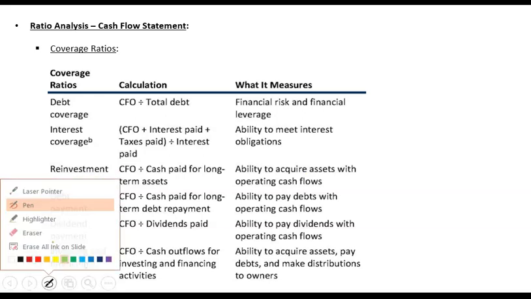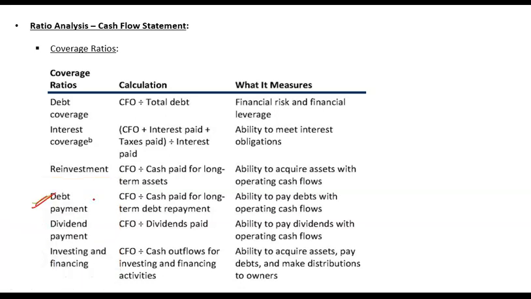Debt payment, that is cash flow from operations divided by cash paid for long-term debt repayment. It will tell you the ability to repay long-term debt or the ability to make the payment in the current year or next year or the year after that. So it wouldn't tell you the overall ability to pay off all the debt, but it will tell you the ability to meet the current obligation, that is, falling due within the year or falling due next year. To analyze the overall ability to pay off the whole debt, you will look at debt coverage.